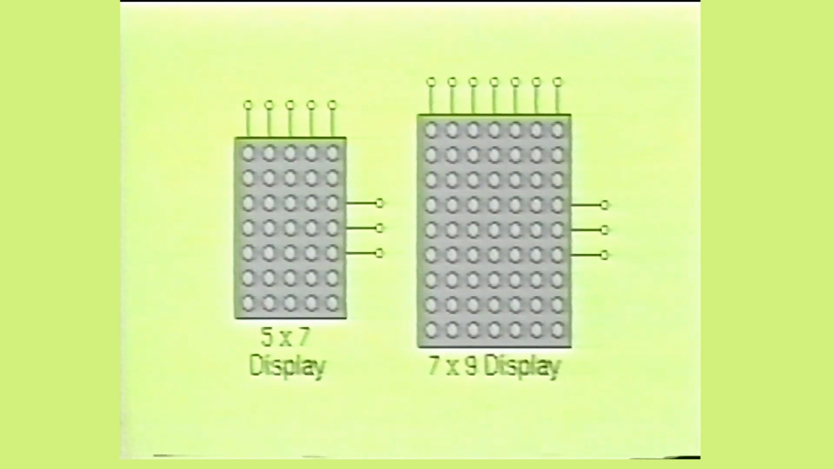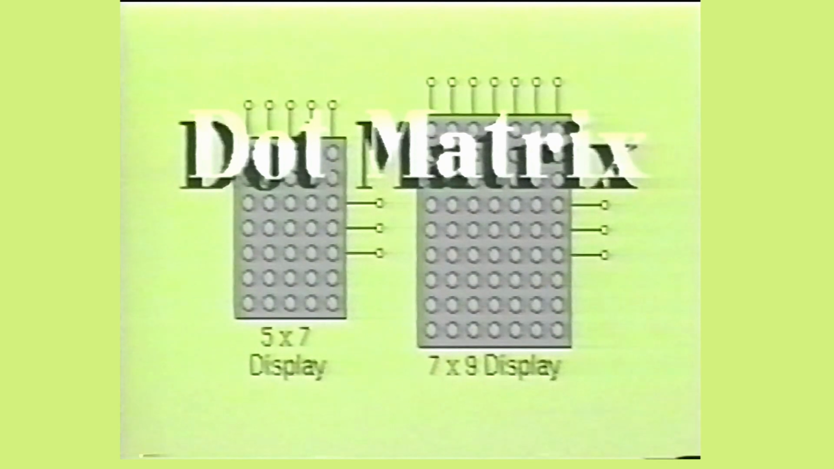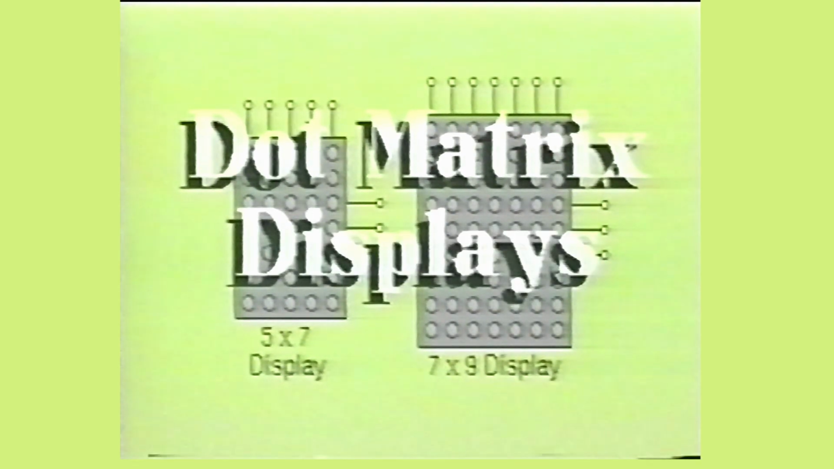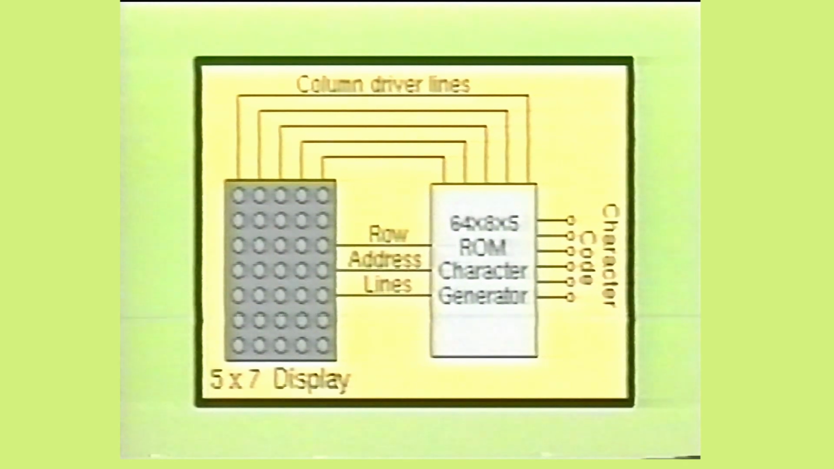Another common display unit is the dot matrix display. The dot matrix display is a rectangular array of light-emitting diodes consisting of a 5x7 or a 7x9 pattern. The dot matrix display must be used with a character generator that selects the designated diodes to be activated at any one time to display any one of 64 characters. You will learn more about the character generator later in the video.